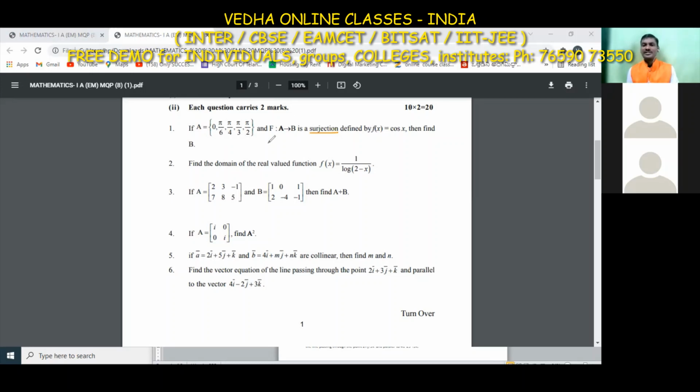Surjection is nothing but f of x is equal to y, range is equal to codomain. Based on that we have to find out. We can apply f of a is equal to b, and by using this concept we can find the b here. After that he asked the domain of the real valued function. Domain related we get 1 question, and basic functions related we get 1 more question. Total we get 2 questions from the functions.